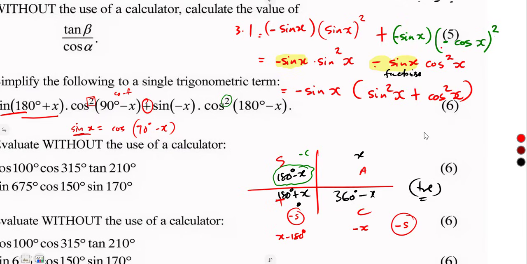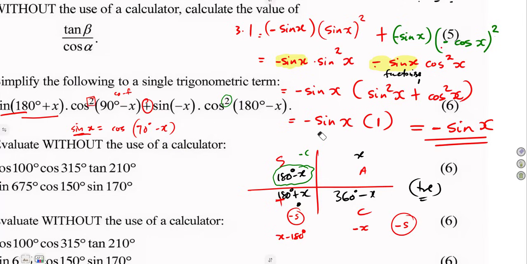Are we seeing something common here that we are used to from our trigonometry? Sine squared plus cos squared. This is our Pythagorean identity, which gives us a 1. Remember, that is equal to 1. So it's going to be negative sine of x times 1. All right, so negative sine x times 1 is negative sine x. So this is a single trigonometric term that we are going to have. Negative sine x, just like that.